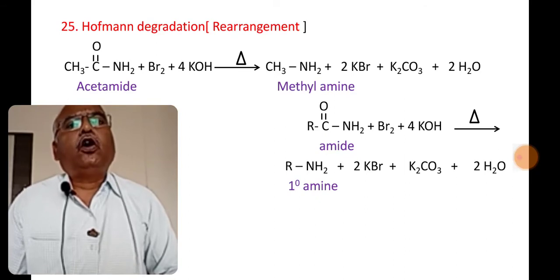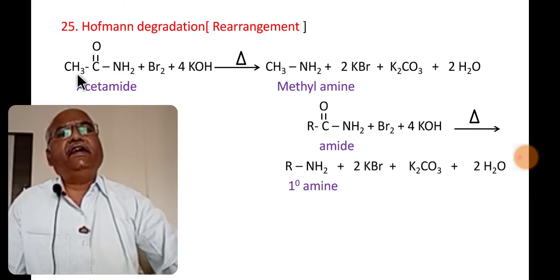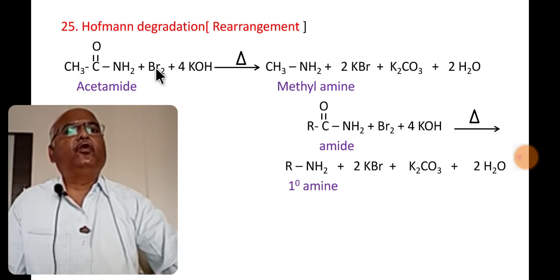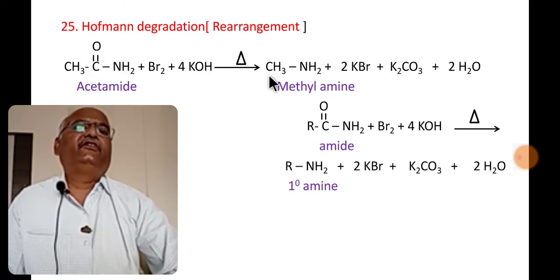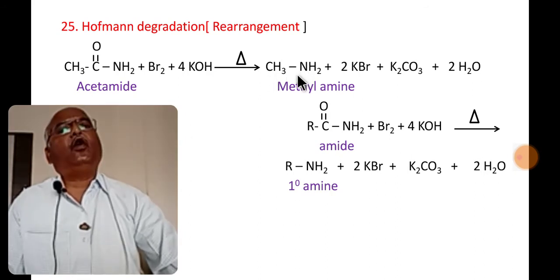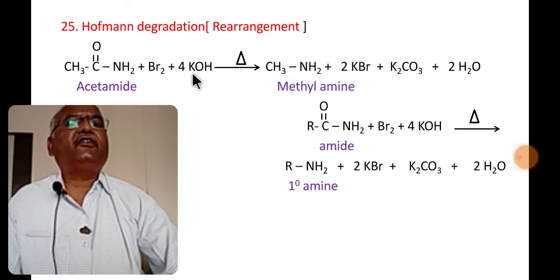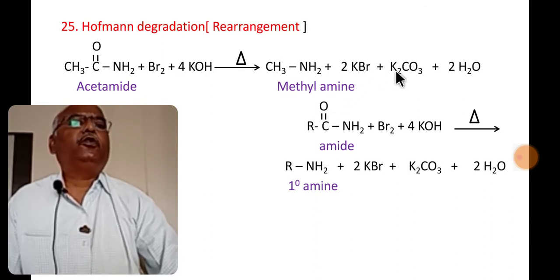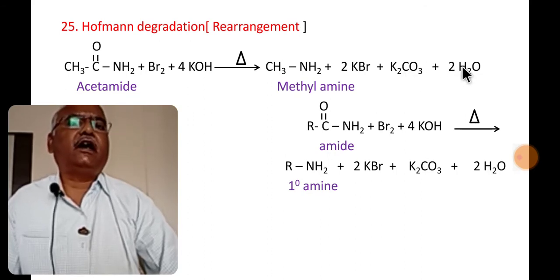Next reaction, Hofmann degradation. Acetamide is heated with bromine and potassium hydroxide. In this reaction, the C double bond O group is removed and CH3NH2 is formed, methylamine, and two molecules of potassium combine with bromine and potassium bromide is produced. Potassium carbonate is another side product and two water molecules are formed.